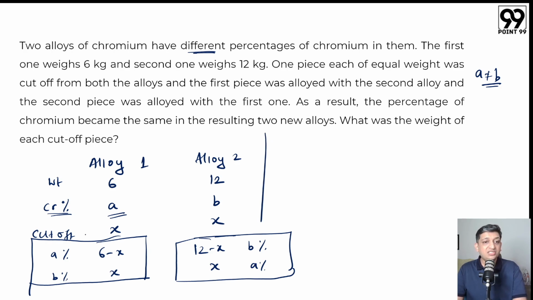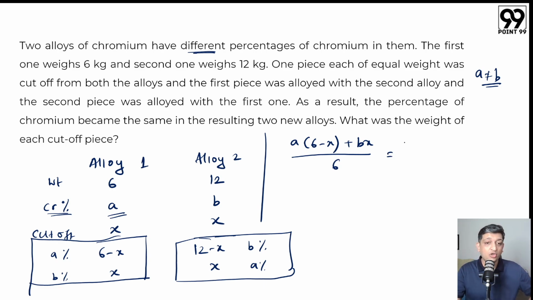So what is the percentage of chromium in alloy 1 after the merger? We have A%, 6 minus x kg. So let's write A into 6 minus x. That will be the amount of chromium from alloy 1. What about alloy 2? Bx is going to be the amount of chromium from alloy 2. Now this much chromium is present in 6 kg of alloy 1, because if I have removed x and I have added x, the weight of alloy 1 will remain 6 kg.